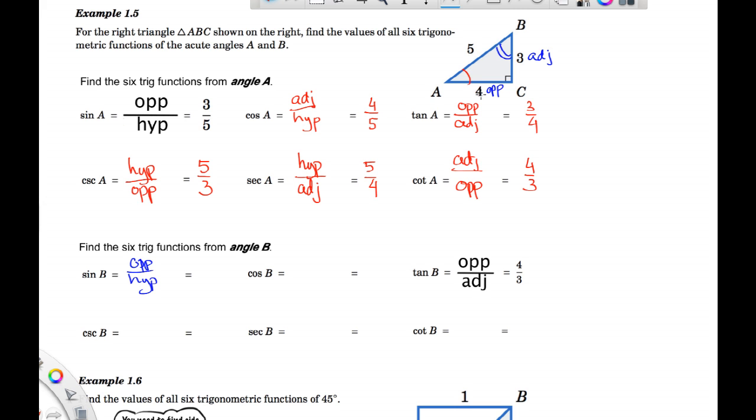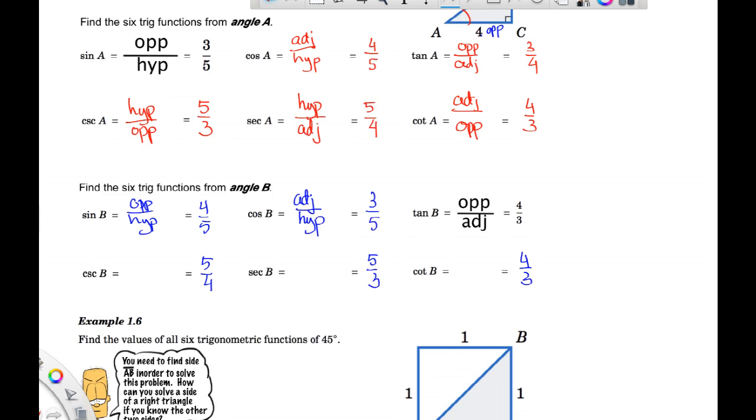So opposite 4 over 5. Okay, and then this one flips to 5 over 4. The cosine is adjacent divided by the hypotenuse, and adjacent would be 3 over 5. So this one flips to 5 over 3, and they already gave us that one, so this one just flips, and that's 4 over 3.